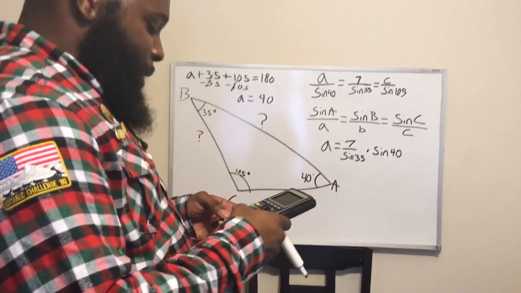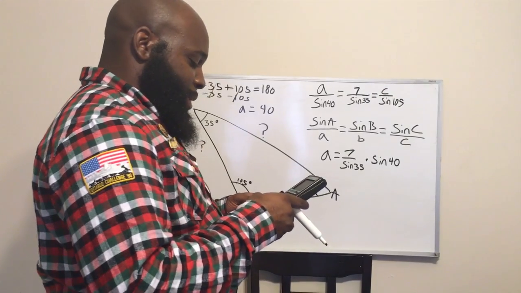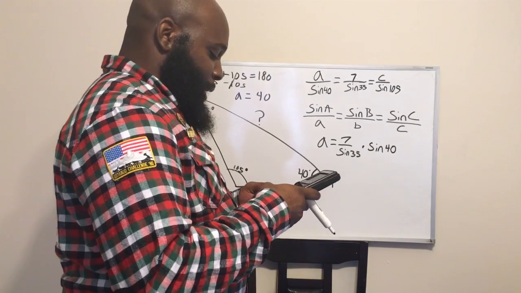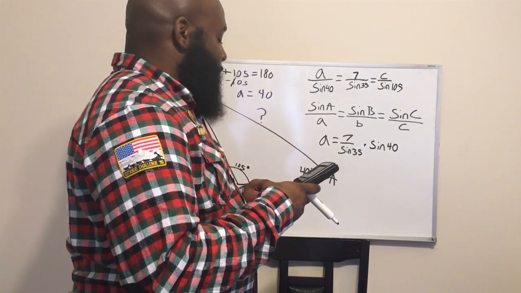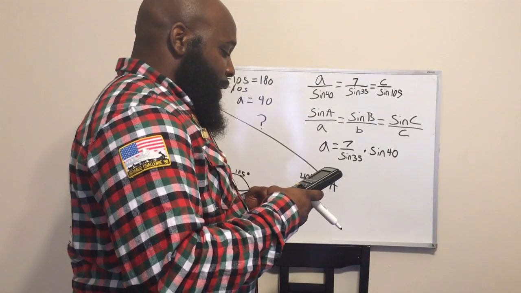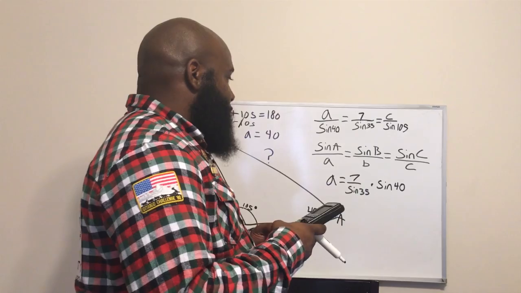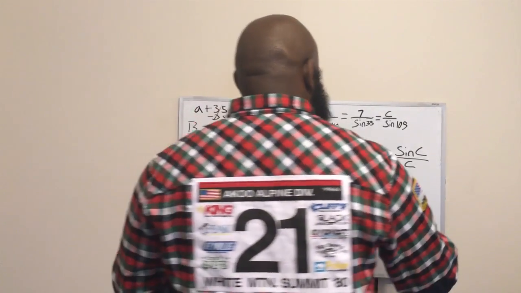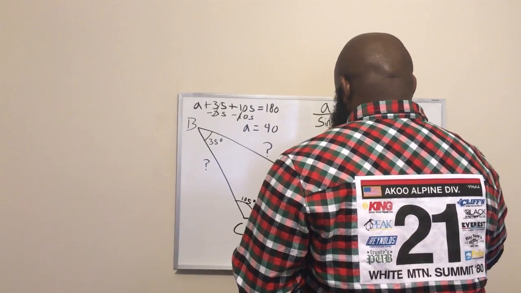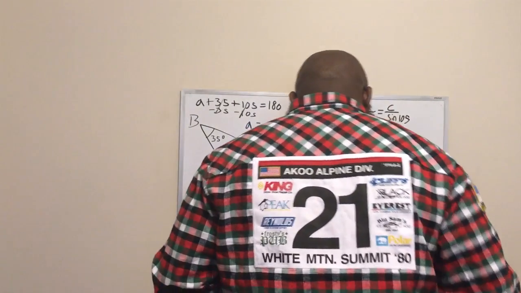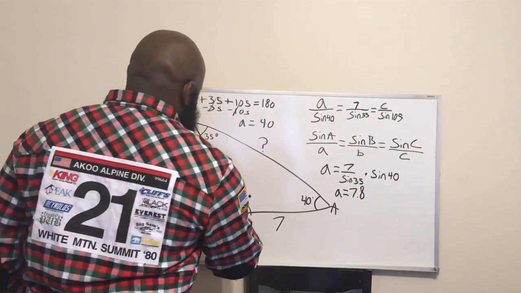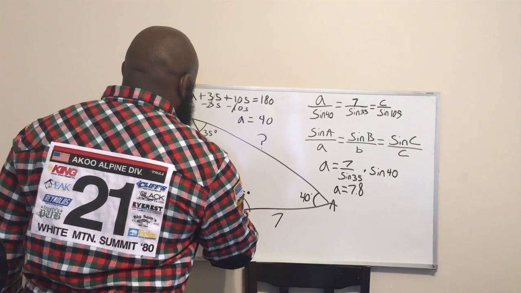So let's get our calculators. Again, make sure your mode is in degrees. 7 divided by sine 35 times sine 40. So that gives us 7.8. So side A is 7.8.